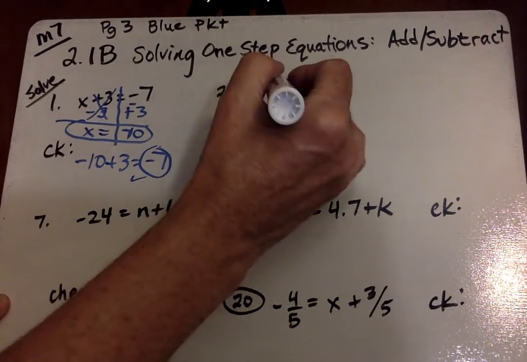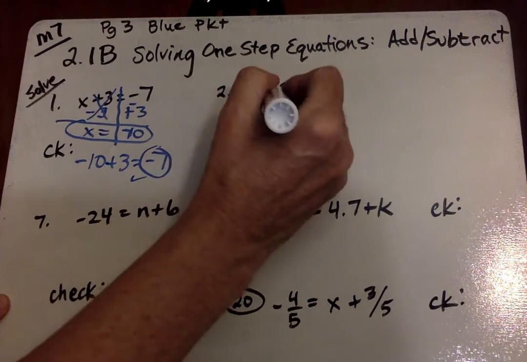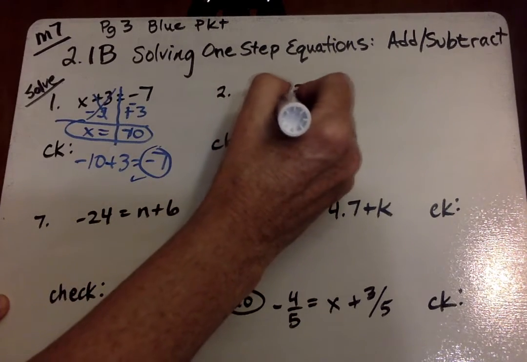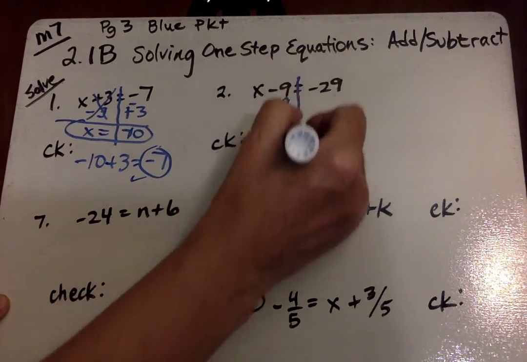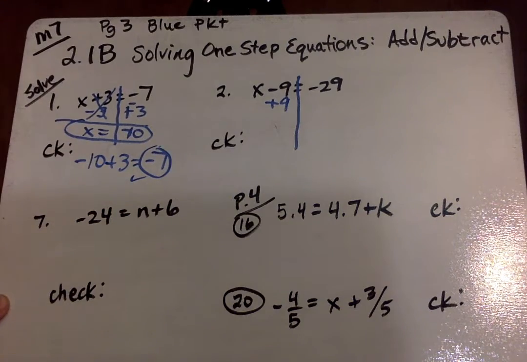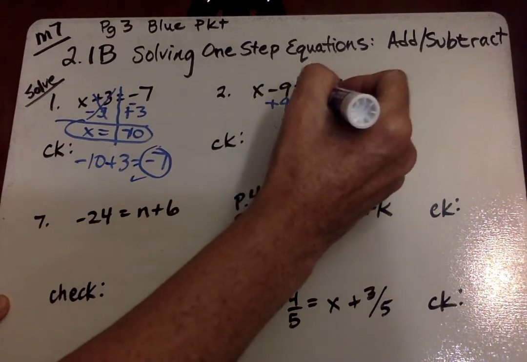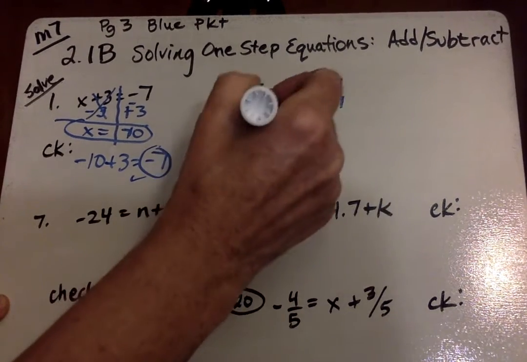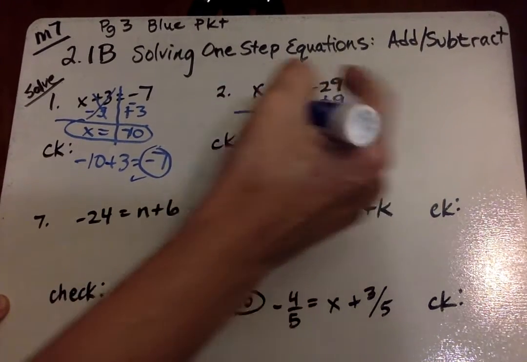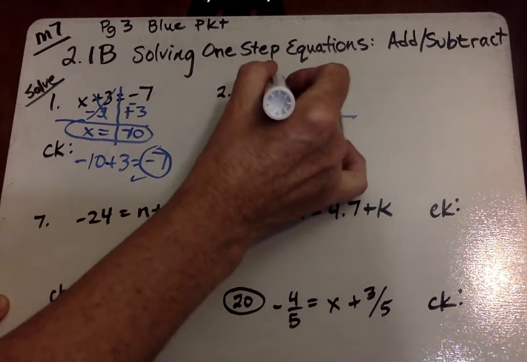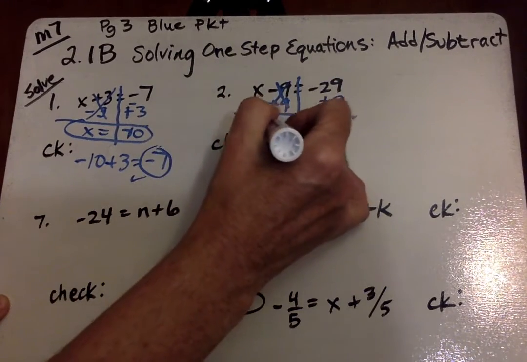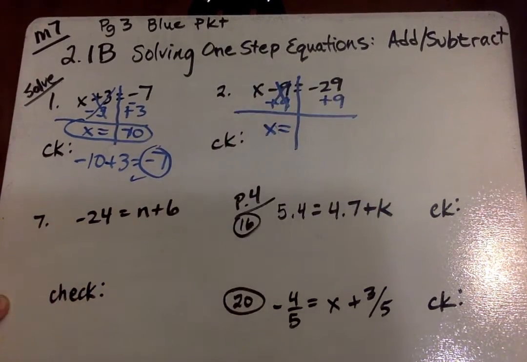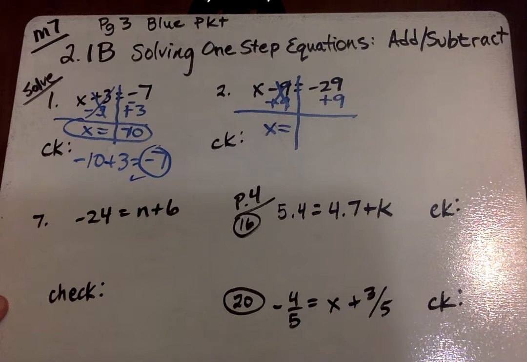Next, we're going to go on to number 2, where we have the variable here, and we're going to add 9 because we want to do the opposite. Again, we put a line between them, and whatever we do on this side of the equation, we have to do on this side, because it's all about being fair. Now, since this is opposites, we say goodbye to that. x equals. Now we look over there, negative 29 plus 9. Is that a battle or a party?